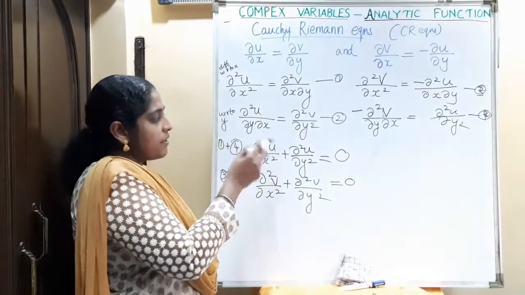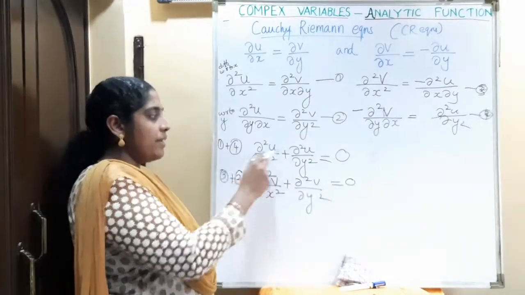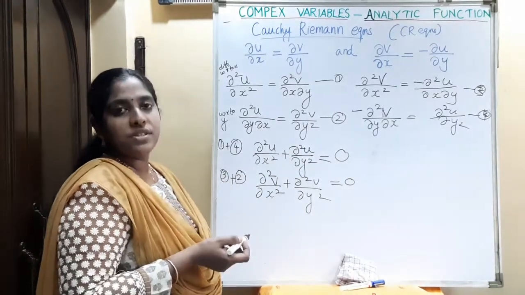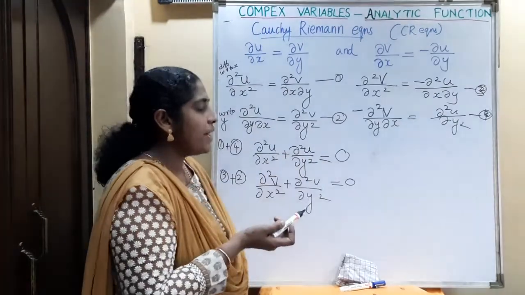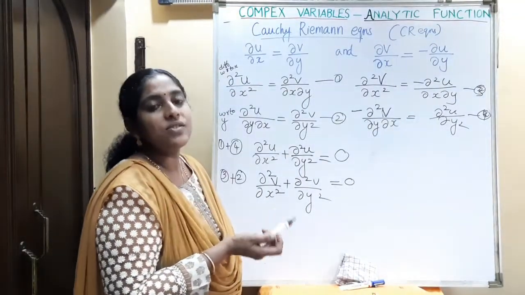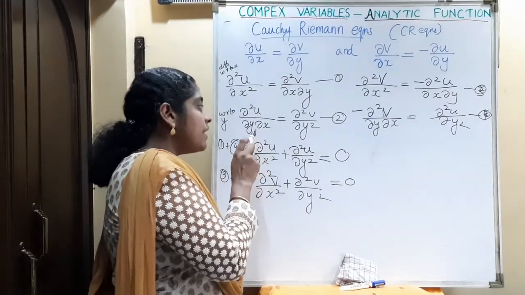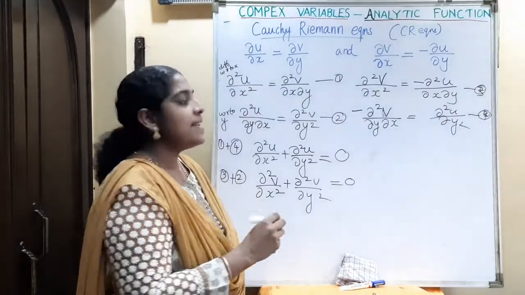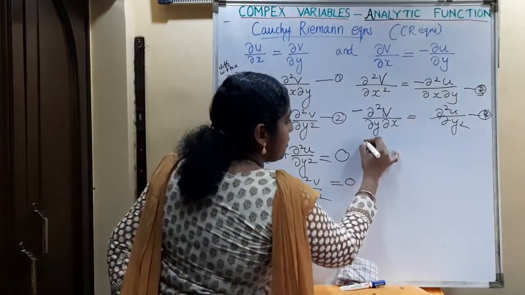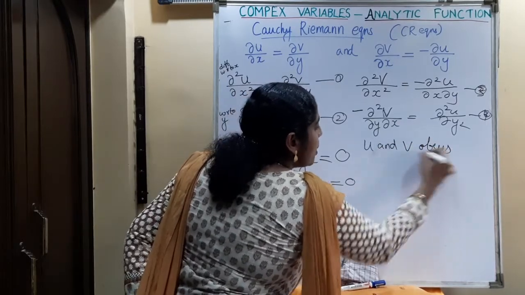The second order differentiation with respect to x and again with respect to y, if you are taking the sum, that particular equation is known as the Laplace equation, that is ∂²u/∂x² + ∂²u/∂y² = 0 is known as the Laplace equation. So here we can see that the imaginary part and the real part of this function separately obey the Laplace equation, that is u and v obey the Laplace equation.